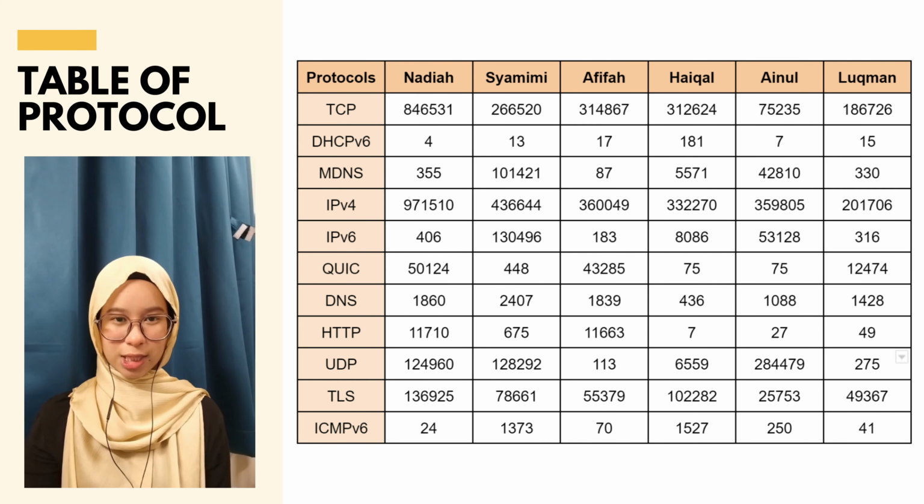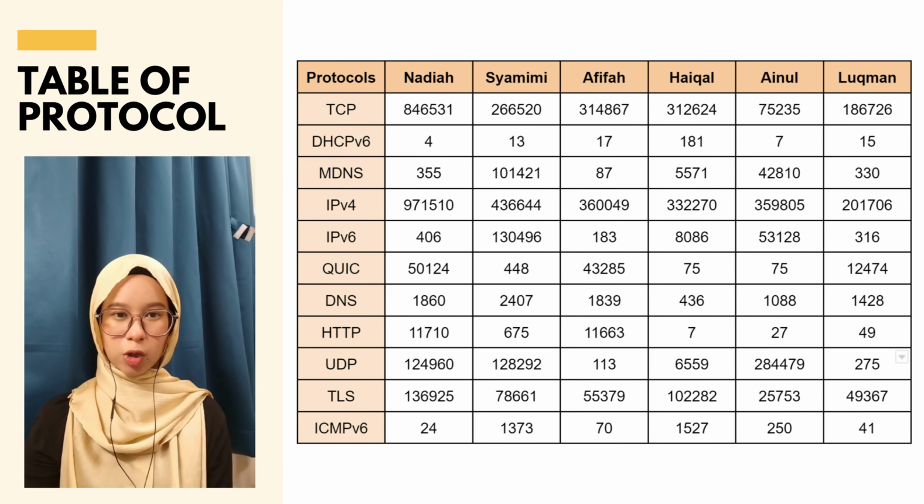The Domain Name System protocol helps internet users and network devices discover websites using human-readable hostnames instead of numeric IP addresses. Shamimi has the highest packet and Haikal has the lowest packet.